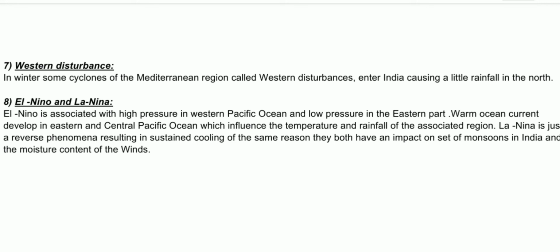Number 8. El Nino and La Nina. El Nino is associated with high pressure in the Western Pacific Ocean and low pressure in the eastern part. Warm ocean currents develop in the eastern and central Pacific Ocean, which influence the temperature and rainfall of the associated region. La Nina is just the reverse phenomenon, resulting in sustained cooling of the same region. Both have an impact on the onset of monsoons in India and the moisture content of the winds.